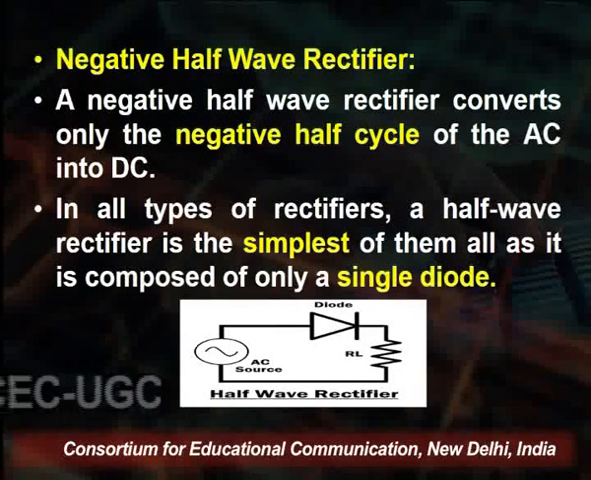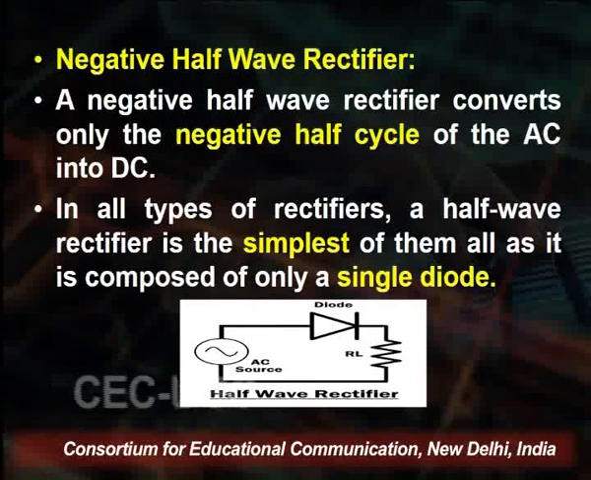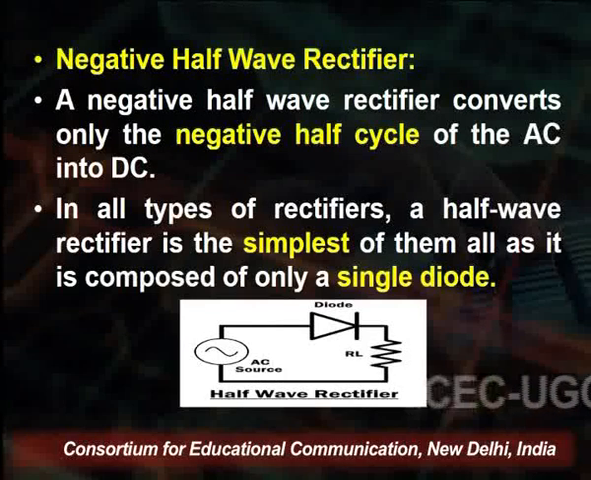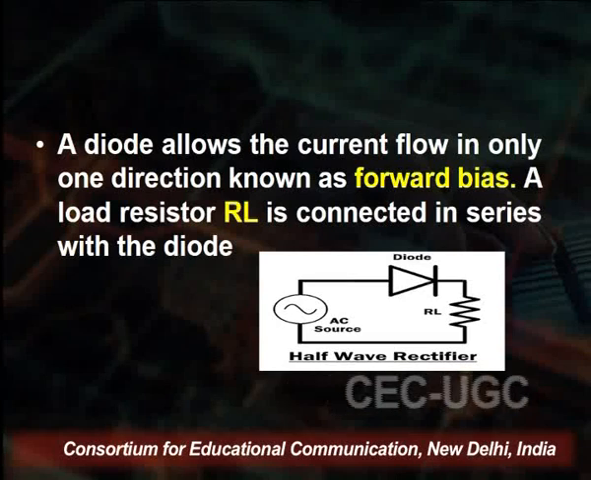Now in this type of rectifier, a half wave rectifier is the simplest of them all, as it is composed of only a single diode. See on the screen that here we have a diode, a load resistance, and the battery. A diode allows the current to flow in one direction, known as the forward bias, and a load resistance RL is connected in series with the diode. So it is a half wave rectifier.